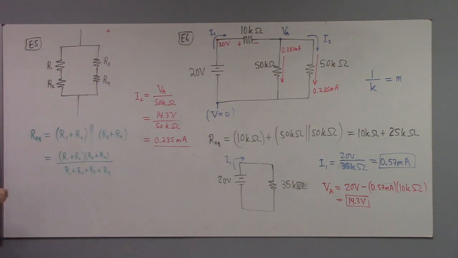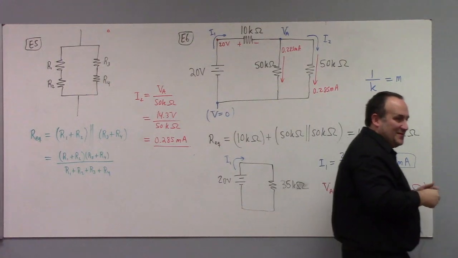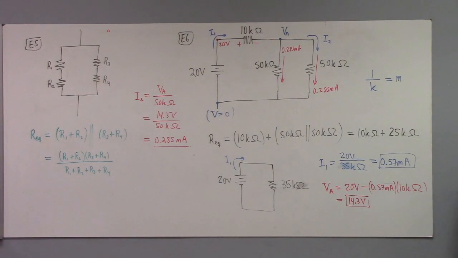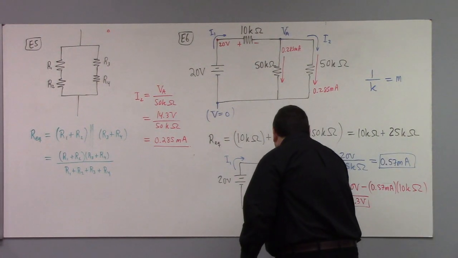Of course, we could all be wrong, because all of this is based on the alleged value of 0.57 milliamps here. If that's something else, then we're off accordingly. Does that make sense? Now, this method I'm using is sometimes called the Thevenin.